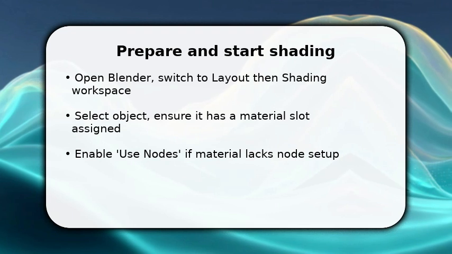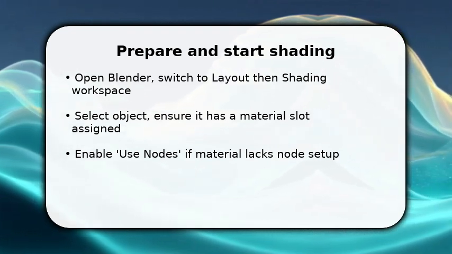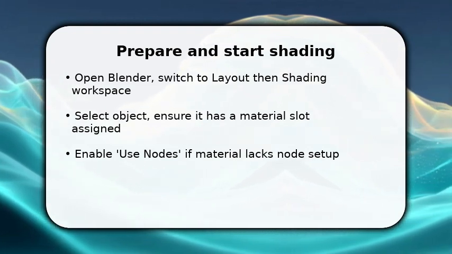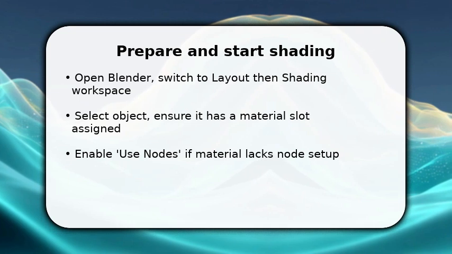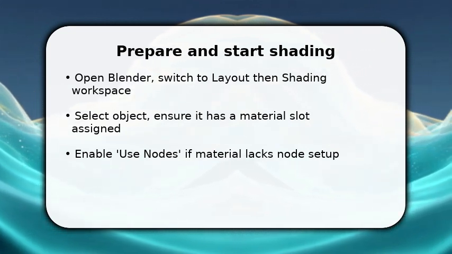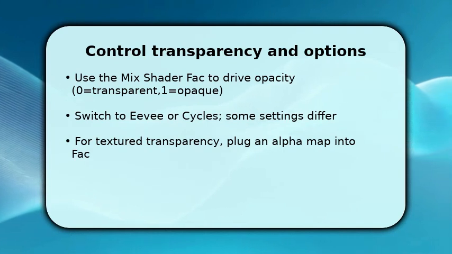Connect transparent and the existing principled BSDF into the mix shader and plug the mix into material output so you can drive transparency visually. Now you refine how transparent the object becomes. Use the mix shader's FAC slider or a grayscale texture to control opacity. 0 makes it fully transparent and 1 fully opaque.